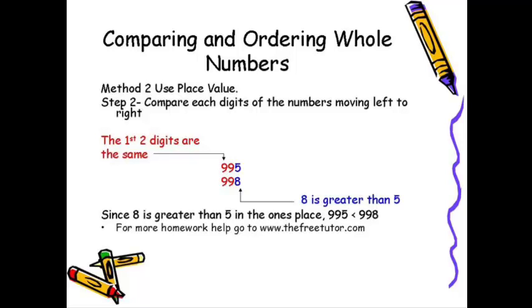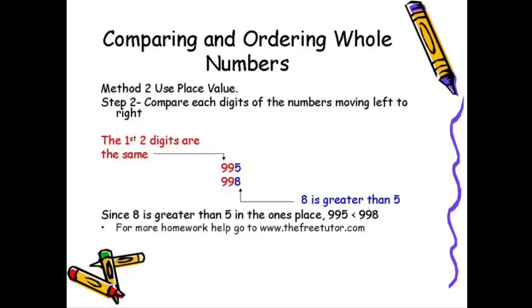Now, as you can see in our picture here, in our example, the first two digits are the same. Both the hundreds place and the tens place in both numbers contain a 9, so they're exactly the same. But as we move from left to right, we get to the ones place, and we can see that there's an 8 in one number and a 5 in the other, and that the 8 is greater than 5 in the ones place. So since 8 is greater than 5 in the ones place, 995 is still less than 998.